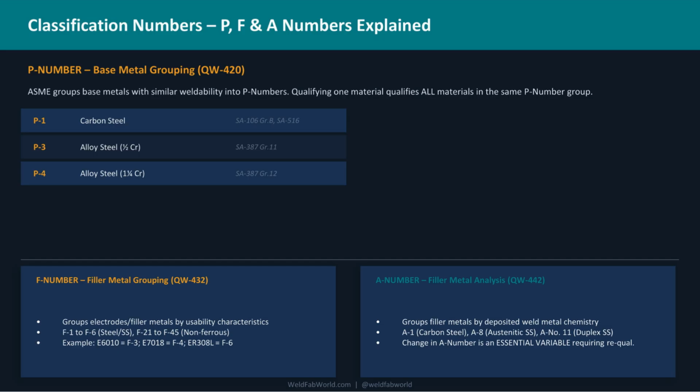A numbers classify filler metals by the chemistry of the deposited weld metal, what the weld metal composition is after solidification. A1 is carbon steel weld metal, A-8 is austenitic stainless. A change in A number is an essential variable. Always double check when switching fillers, especially in corrosion-resistant or high-alloy applications.